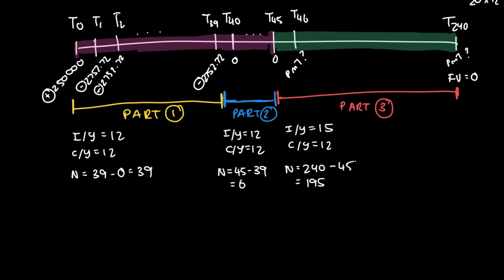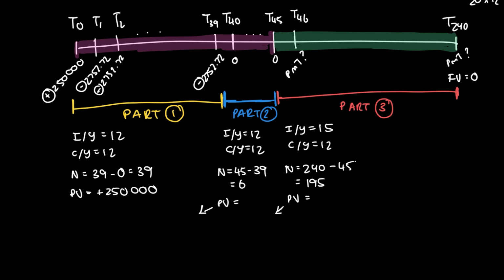So the first one, we have a present value available to us. It is positive 250,000. The second one, its present value is going to come from part 1. So let's just put an arrow there to remind us it's going to come from there. And then our second one has also a present value and it's going to come from part 2. So let's just do the arrow there, just to remind us that it is going to come from there.